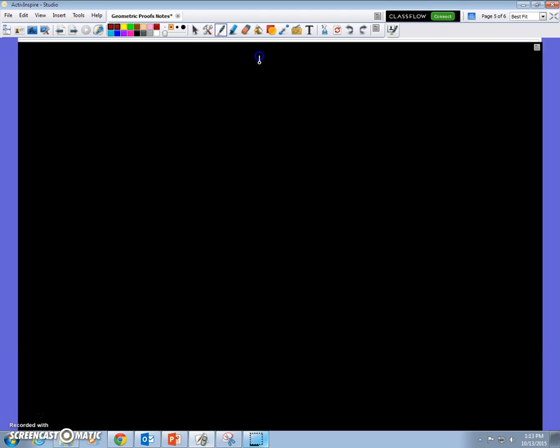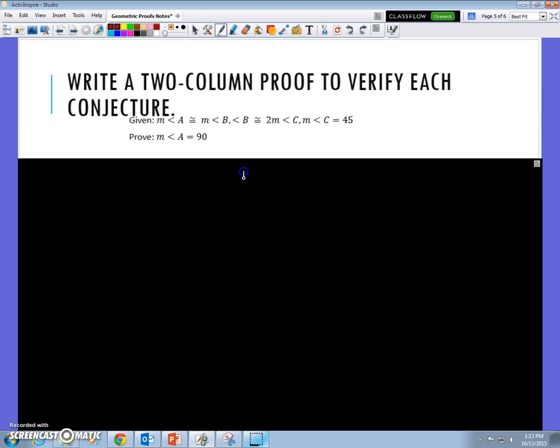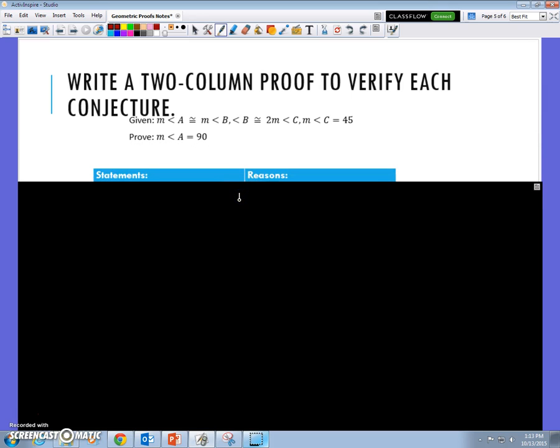Okay, here we go. So finally, write a 2-column proof to verify each conjecture. So once again, we have a proof, we have the given information, and then we're trying to prove that angle A equals 90. So it tells us angle A is congruent to angle B. As soon as I see congruent, I'm thinking, okay, I probably need to put definition of congruent angles in there. Angle B is congruent to 2 times the measure of angle C, and measure angle C is 45.